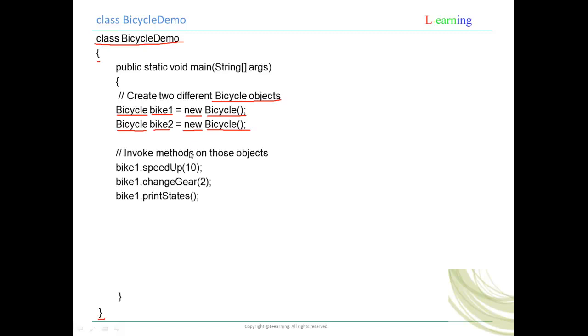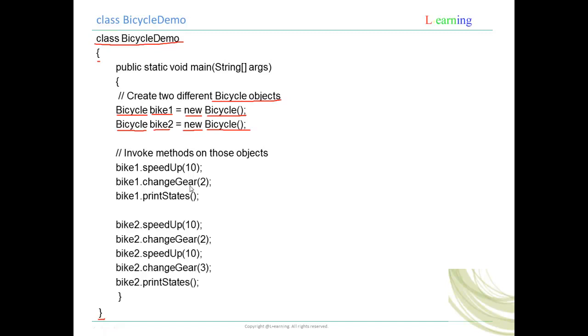Now we'll invoke the methods on bike1. What were the methods? Bike1 dot speed up will increase the speed by 10. Bike1 dot change gear will change the gear. Bike1 dot print states will print the states of the speed and the gear.